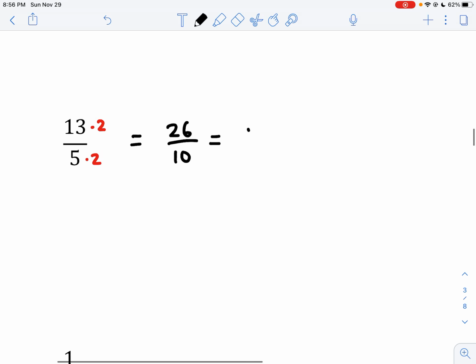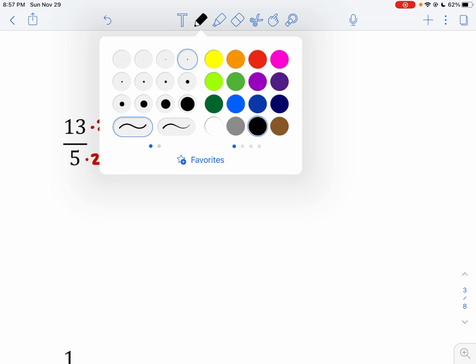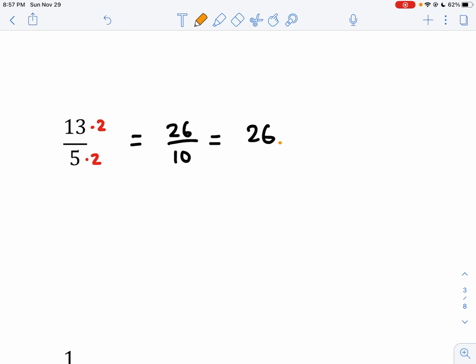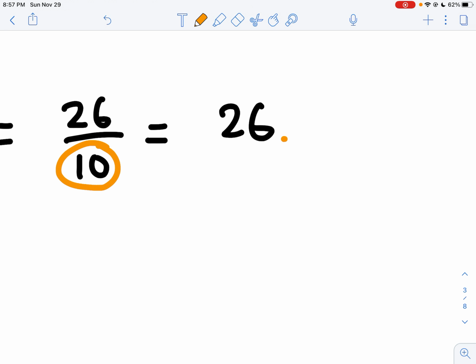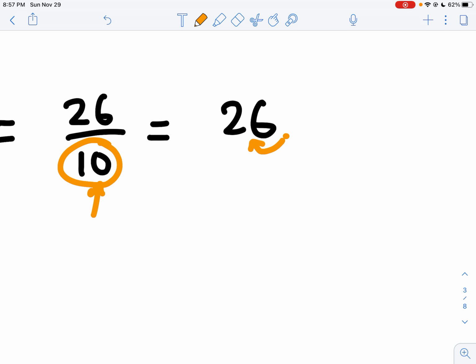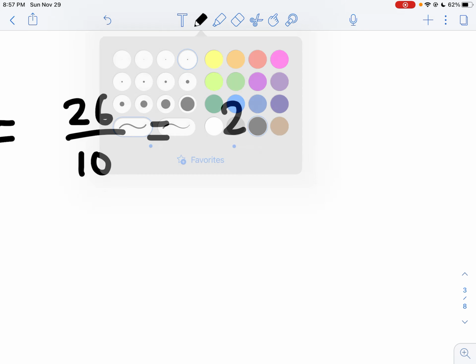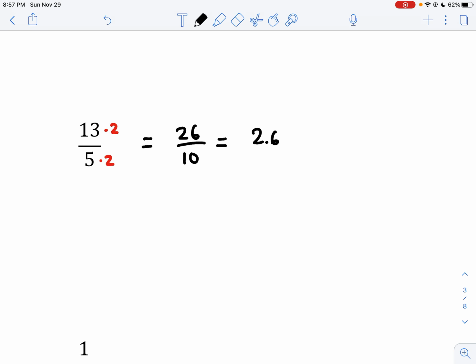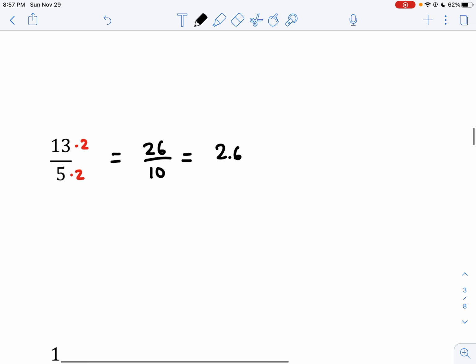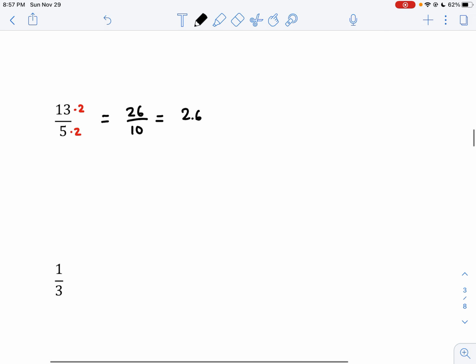Or you can just use the idea that you start with 26 with the decimal in the correct position relative to 26, but then when you divide by 10, you move the decimal exactly once to the left because there's 1 zero there in 10. So the decimal winds up being now between the 2 and the 6. So there we go. So 13/5 is the same thing as 2.6.